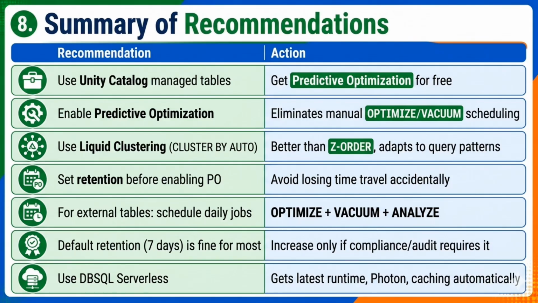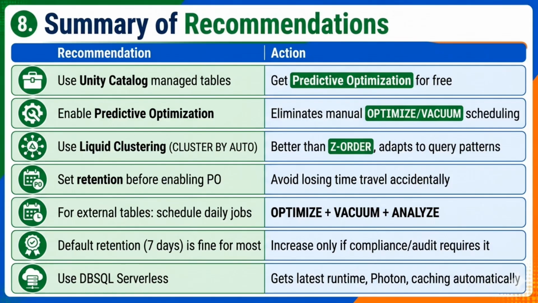Second, enable predictive optimization. One of its biggest advantages is that it eliminates the need to manually schedule optimize and vacuum operations. Instead of managing these maintenance tasks yourself, predictive optimization can handle them automatically. Third, use liquid clustering, also known as cluster by auto. Liquid clustering is recommended because it can be better than traditional Z-order in many scenarios. More importantly, it can adapt to changing query patterns, helping your tables stay optimized as the way you query your data changes.